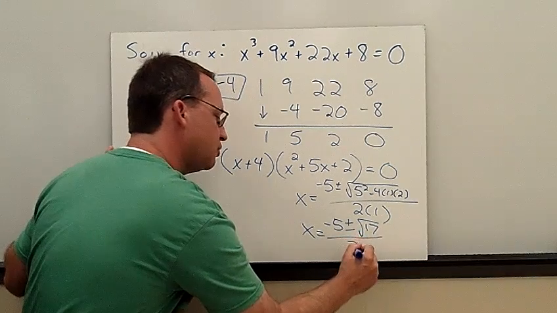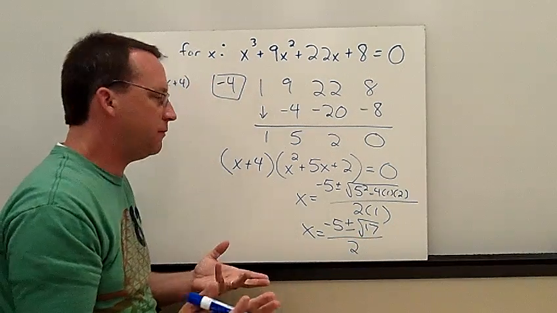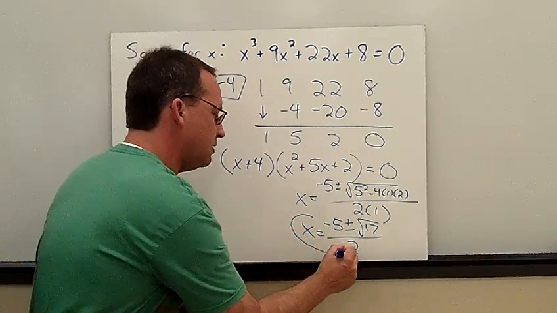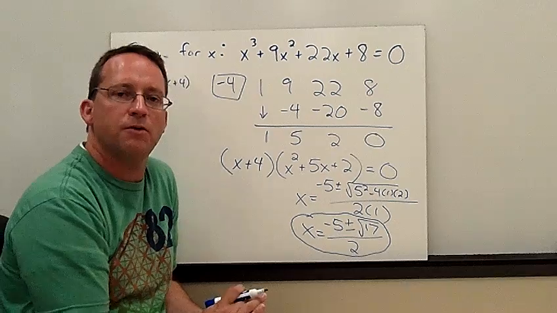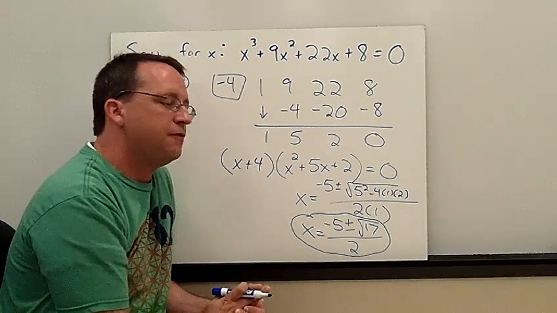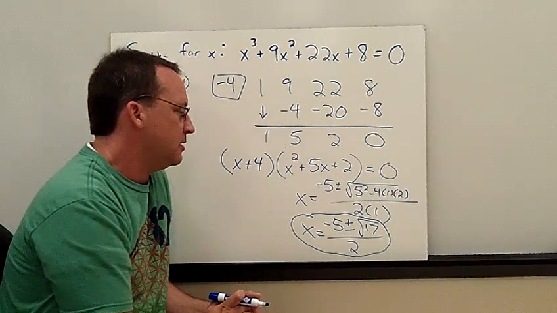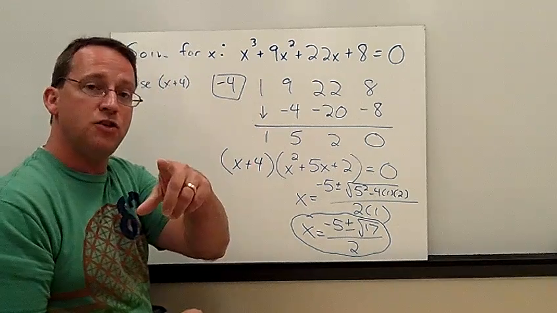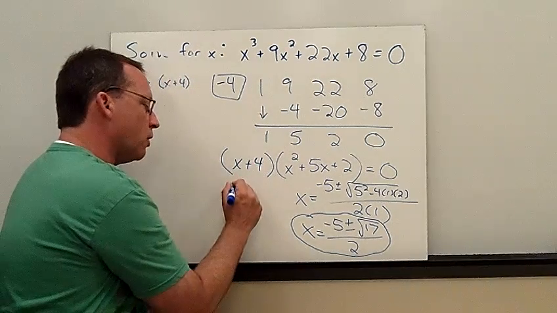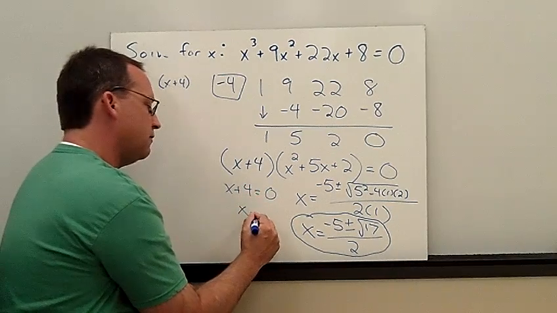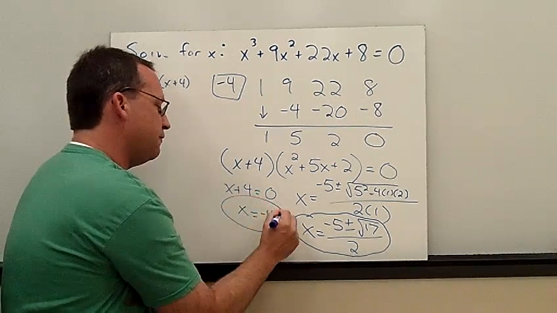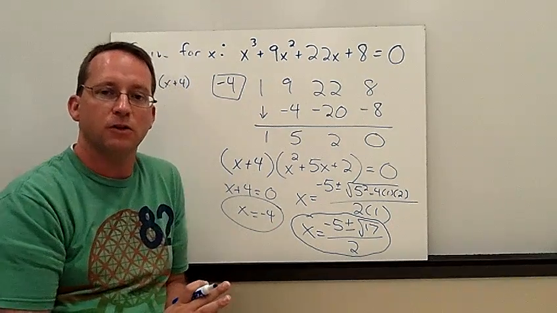So I have irrational roots here. That's okay. Two of my solutions here happen to be irrational numbers. I have negative 5 plus square root of 17 divided by 2. Negative 5 minus square root of 17 divided by 2. Now, I do have a third factor, that x plus 4. I do have to set that factor equal to 0 also. Find out that x is negative 4, and that's my third solution.